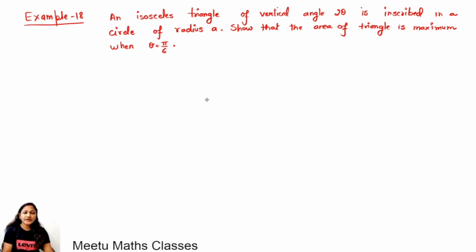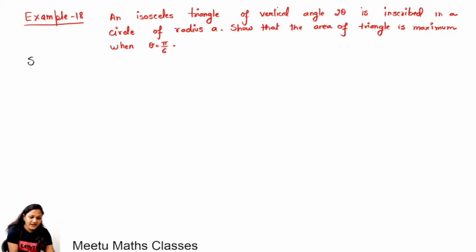Today we are doing class 12 Maths NCERT Exemplar chapter 6, that is applications of derivative, and this is your example AD. An isosceles triangle of vertical angle 2 theta is inscribed in a circle of radius a. Show that the area of the triangle is maximum when theta is equal to pi by 6.